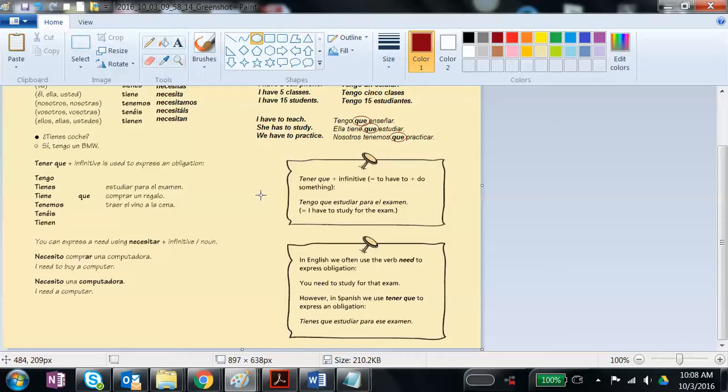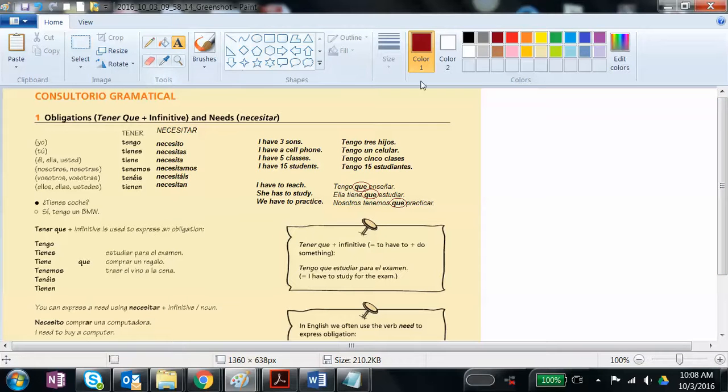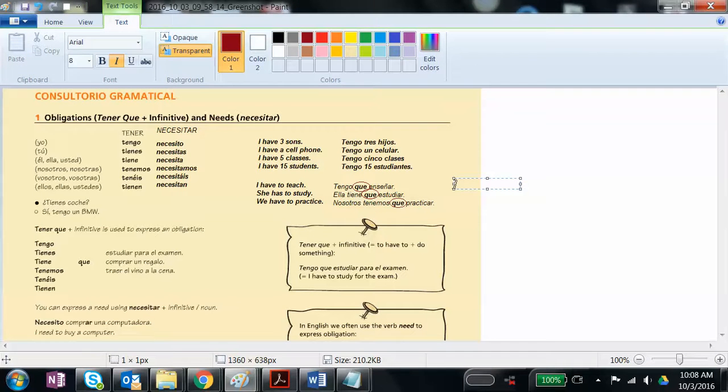The other way you can express an obligation is using necesitar, and for necesitar you do not need a que. So this is I have to teach, but I could also say, not I have to teach, I need to teach. She needs to study. We need to practice. And that's essentially saying the exact same thing.